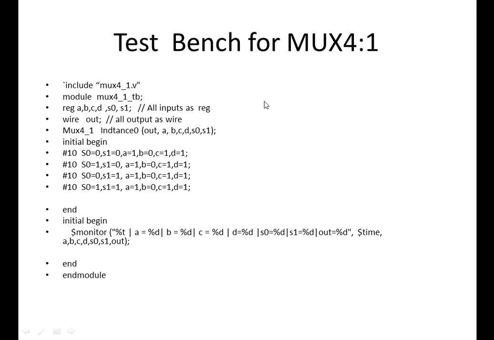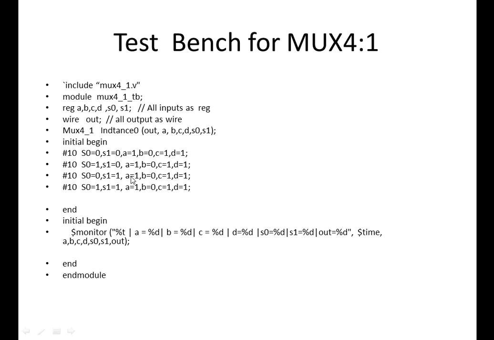Now we'll see the test bench. You have to include that 4:1 mux Verilog code file. Module mux 4:1 test bench. This is the module name, the module of the test bench, so you should not give any ports. Inputs A, B, C, D, S0, S1, all you have to declare as reg. Similarly, output as wire. Then this is the instantiation of this Verilog file: mux 4:1, instance of this, out, A, B, C, D, S0, S1.